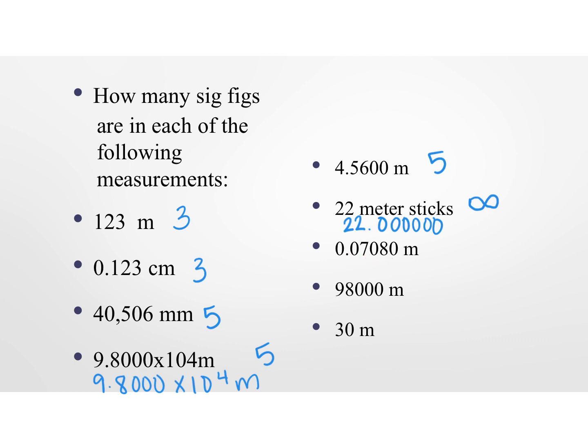All right, 0.07080. Lots of zeros. Okay, leading zeros aren't significant. So 0.0 is just a placeholder. Okay, those aren't significant. However, after you have that first non-zero digit, everything else is significant. So how many are in that number now? Okay, good. 4.